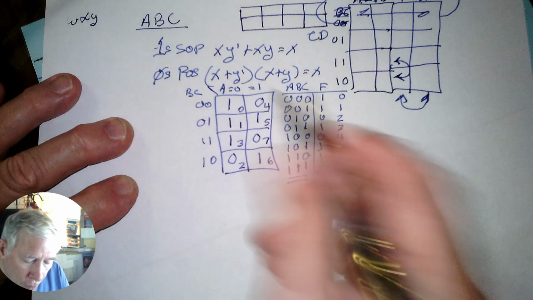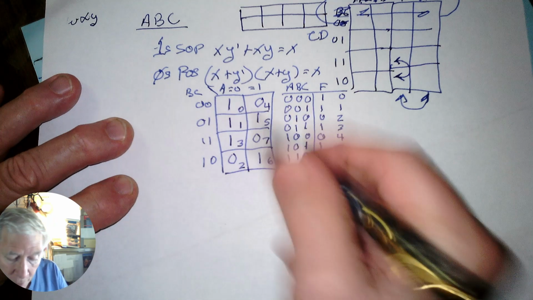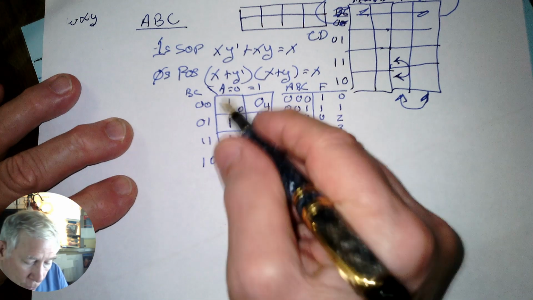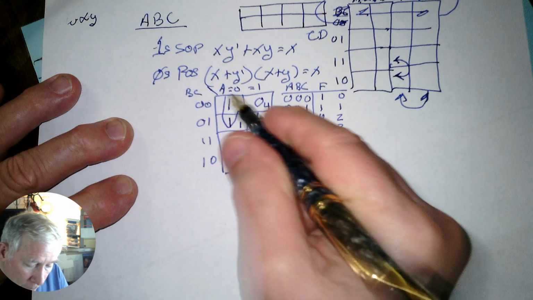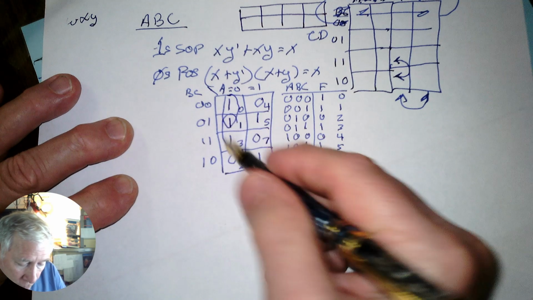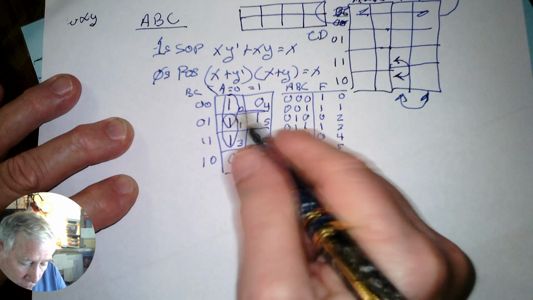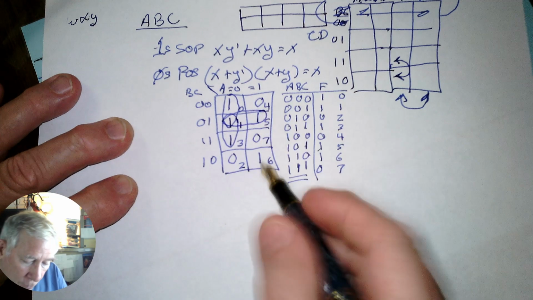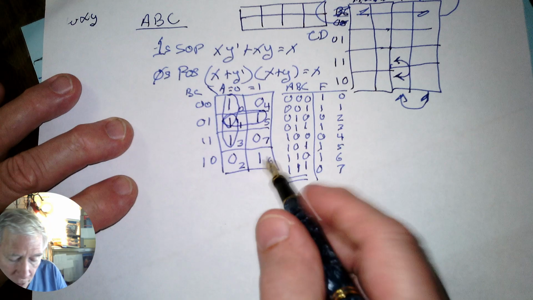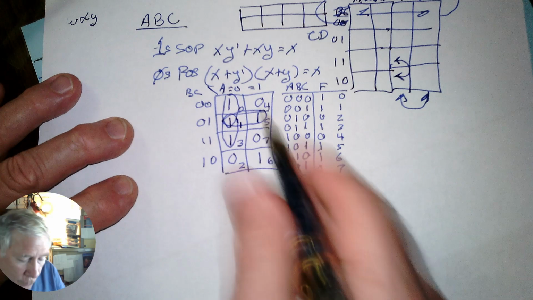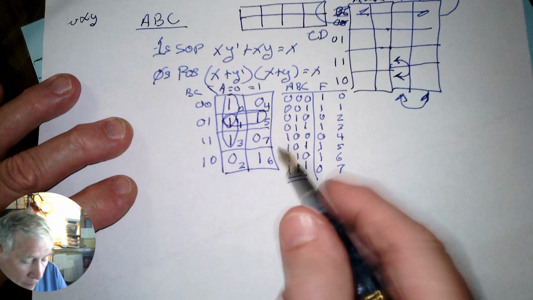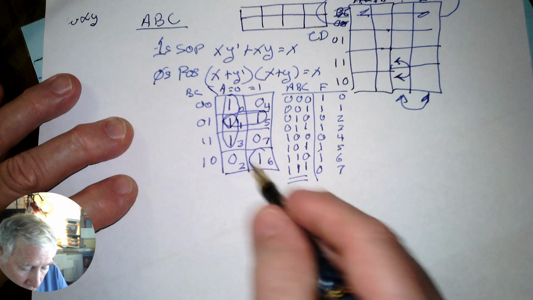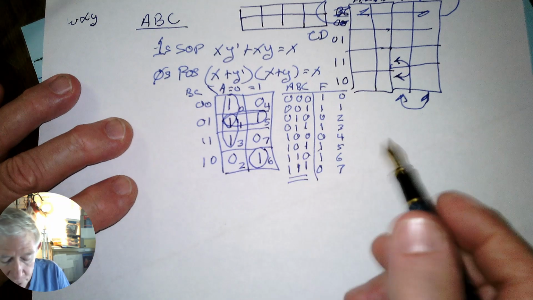Now when I group them, here's how I would group them. I can't do a group of 3, right? That's not a power of 2. So I can group these 2, I can group these 2, I can group these 2. Now, can I group this one with any of those? Is it connected horizontally or vertically to any of these, or even using wraparound? No, it is not. It's all by itself, so I take it as a group of itself.